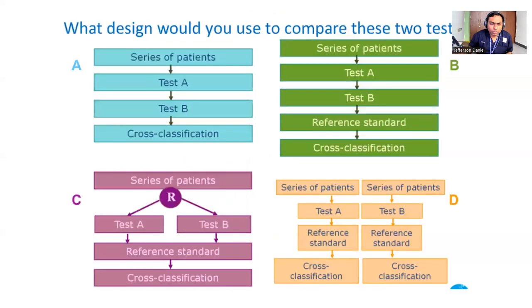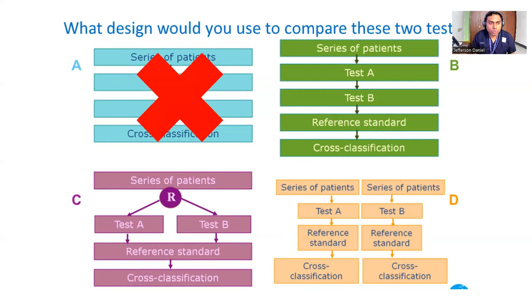So here are four study designs, A, B, C, and D. If you were to compare GeneXpert with TrueNAT, you're comparing two tests. Which of these four methods will you choose? Is it A? Let's look at A. In A, there is a series of patients going through test A and index test B, but there is no reference standard. So that's not a very good design, because what are you comparing them against? You cannot compare test A against test B when you don't know which one is better; both may not be good. You need a reference standard. So method A, you would not choose.